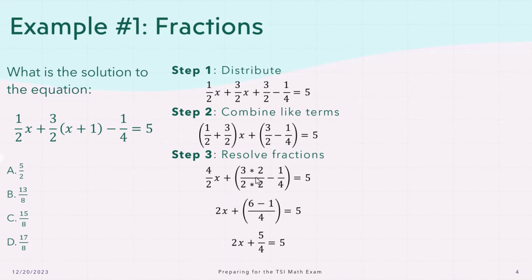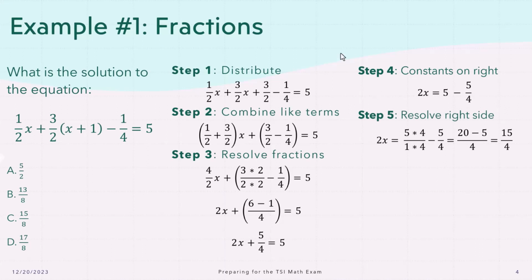So we'll end up with 6/4 minus 1/4, and when we add or subtract fractions and we have a common denominator, we simply do the operation in the numerator. In this case, 6 minus 1 over 4, or 5/4. So now we have 2x plus 5/4 equals 5. The next thing we want to do is move all the constants over to the right side of the equal sign. When we do that, we have 5 minus 5/4. And now we need to resolve that right side.